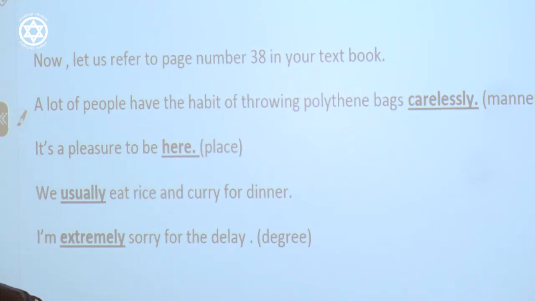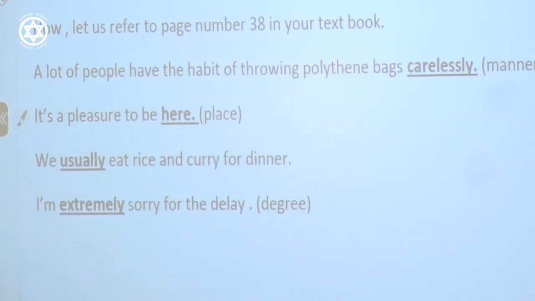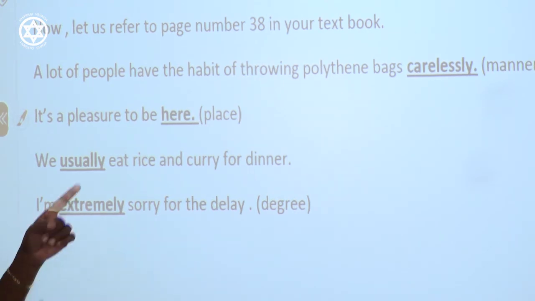In the next example, it is a pleasure to be here. Here is the adverb in this sentence. It tells us the place, being in a place. So, it is an adverb of place.